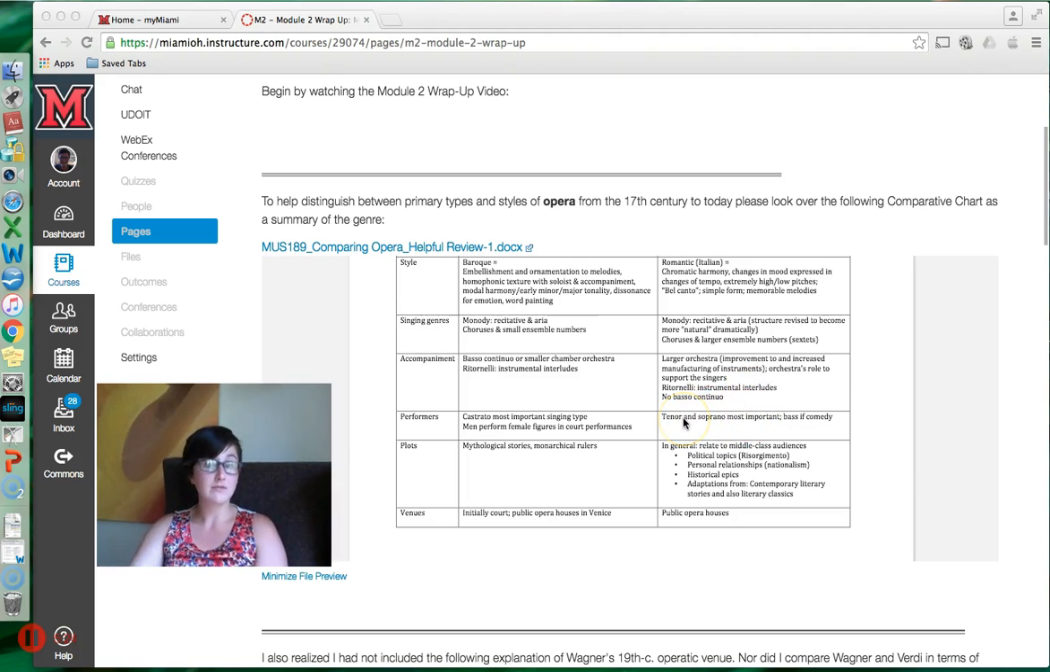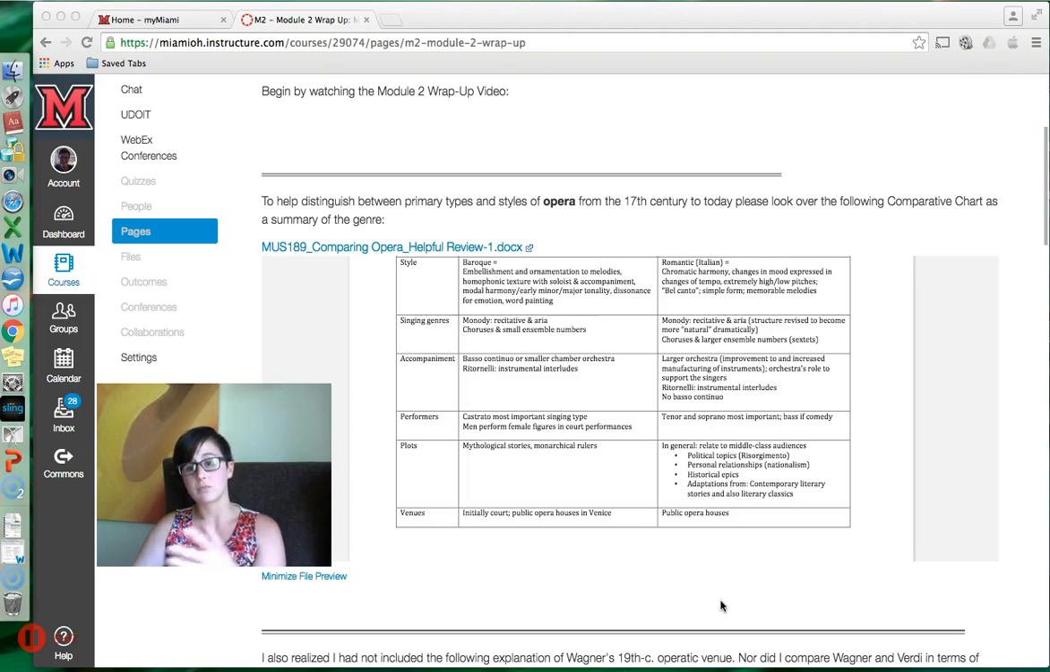The castrati fall out of fashion, and the tenor and soprano become the most important singers of 19th century Italian opera. Plots also change in accordance with the venues changing. So there's a catering to the middle class overall. So we are no longer going to feature plots that are unrelatable to a lower to middle class audience.